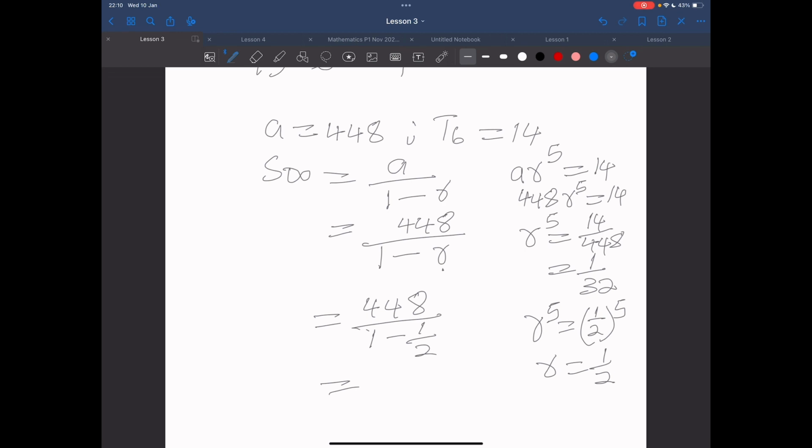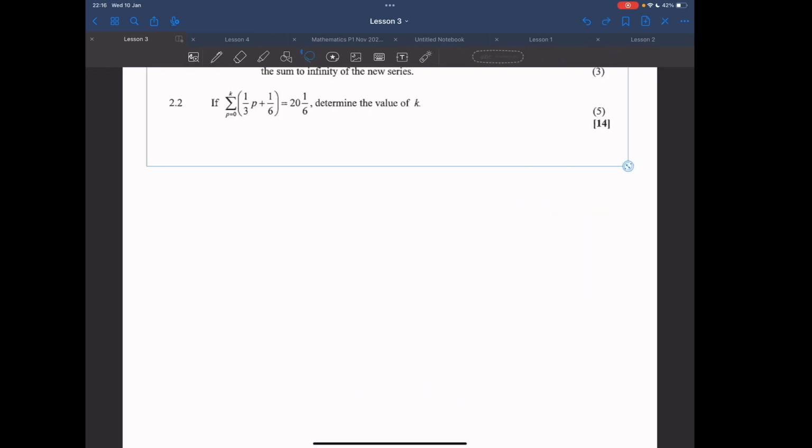You can just do it using your calculator. 448 divided by half is actually 896. So that is the question that we had. So the sum to infinity is 896. So it's a different question altogether. Right, let us look at question 2.2.